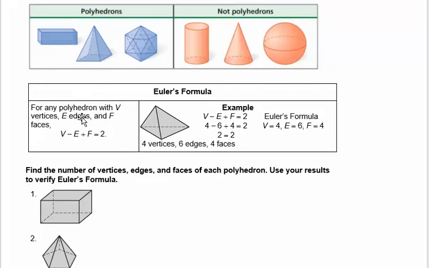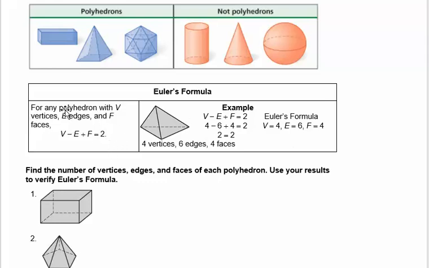If you have a polyhedron, you can use Euler's formula. It looks like Euler, but it's pronounced Oiler. Euler was a mathematician who figured out lots of different things, and this is one of his simple and elegant formulas that he found out about polyhedrons. He noticed that for any polyhedron with V vertices, E edges, and F faces, this would be true: if you take the number of vertices and subtract the number of edges and then add the number of faces, you will get 2.